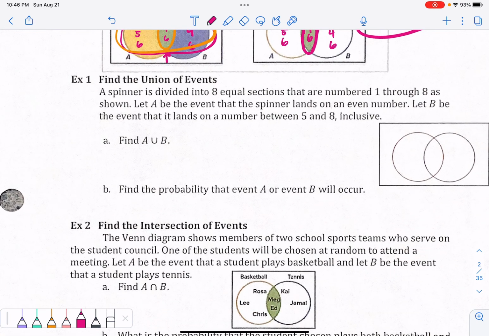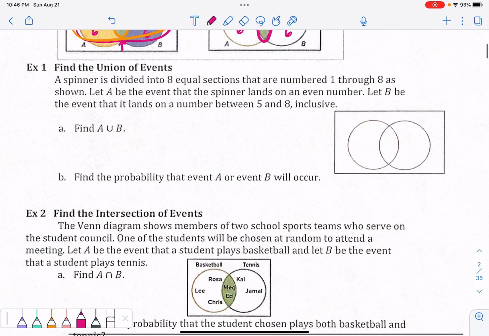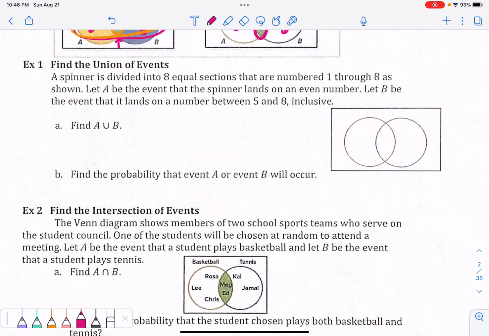Example 1 is going to have us illustrate that a little bit. A spinner is divided into 8 equal sections that are numbered 1 through 8 as shown. Let event A be the event that the spinner lands on an even number. So event A is even numbers, which are 2, 4, 6, 8, if we have that spinner.